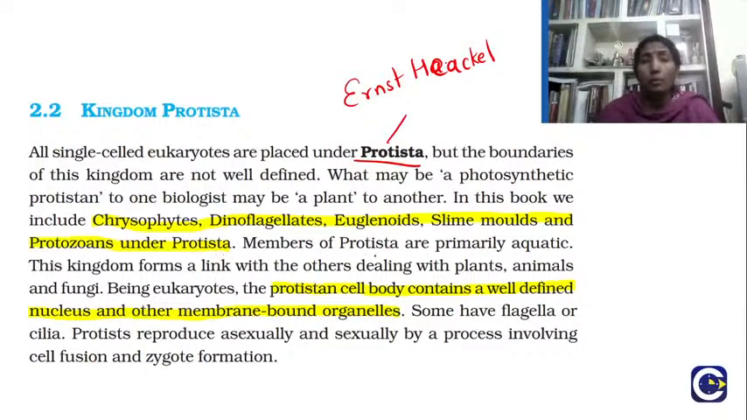So mostly the members of Protista, they were primarily aquatic, but they were forming a link between plant, animal and fungi. So being eukaryotes, the protistan cell body will have a well-defined nucleus and all other membrane-bound organelles. Some might have flagella or cilia. So protists can reproduce both asexually and sexually by a process with cell fusion and zygote formation.